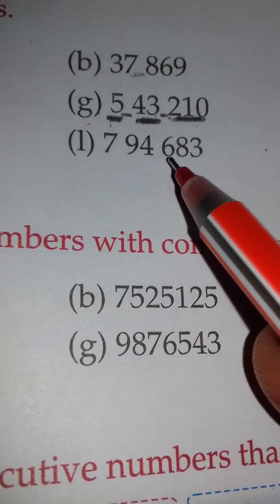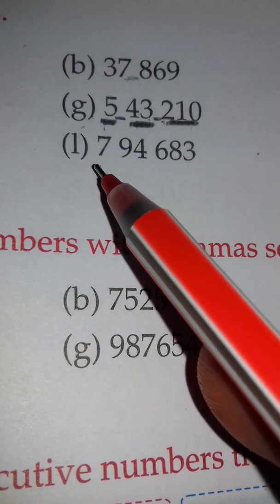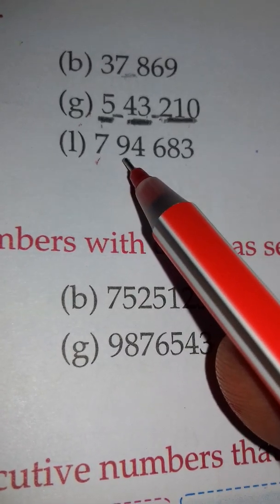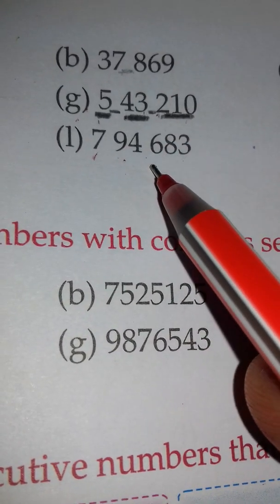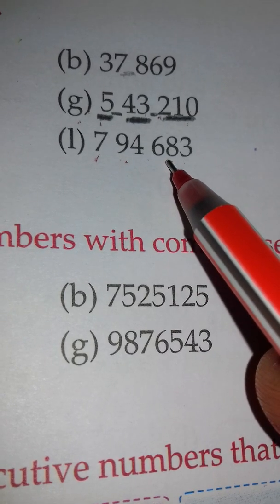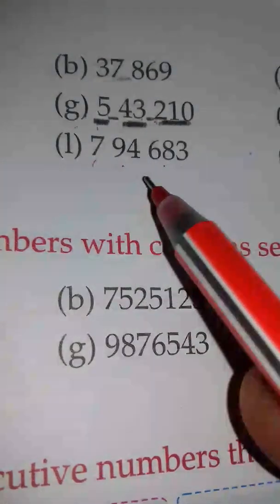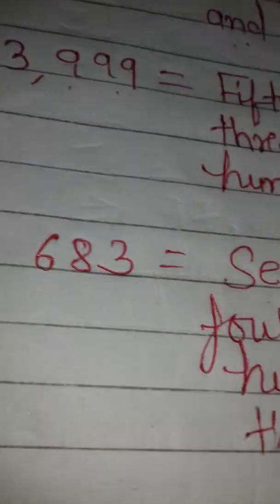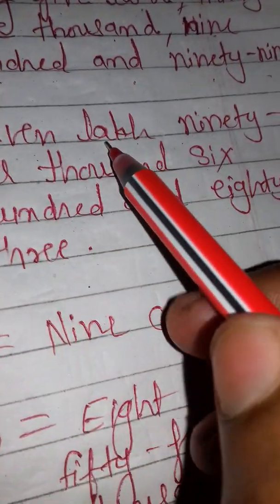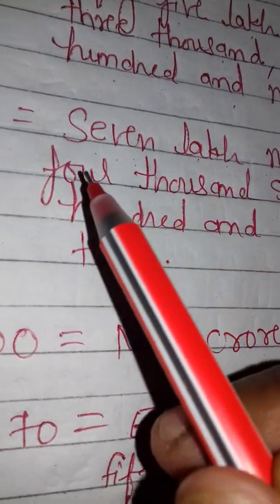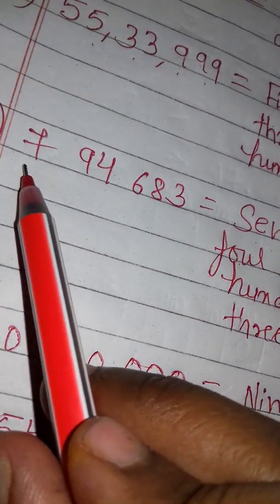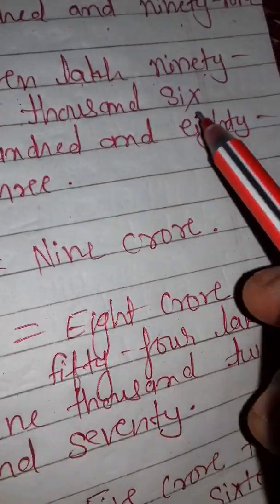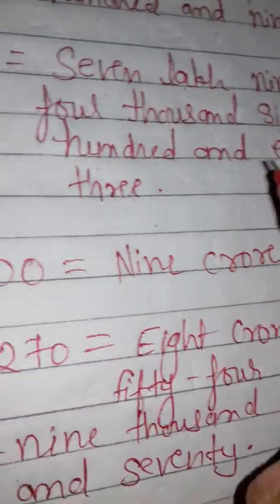L. Ones, tens, hundred, thousand, 10,000, lakh. It means 7 at the lakh place, 94 at the thousand and 10,000 place, 6 at the hundred place, 8 at the tens place and 3 at the ones place. So how will we write this large number in words? 7 lakh 94,000, 683.